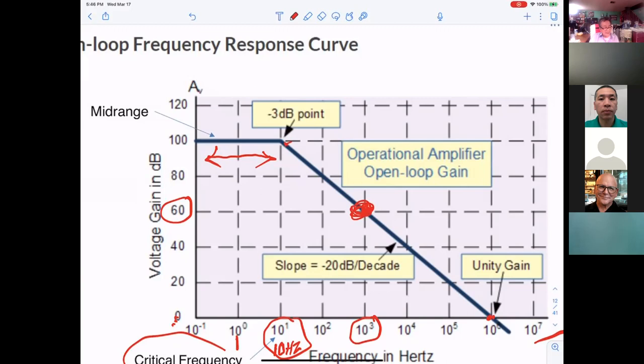Gain equal to one, that tells you what? Input and output will be the same. That means you get no loss. If you're talking about dB, you take 20 log of one, you get 0 dB. 0 dB means you have not lost anything. 10 volts coming in, 10 volts coming out.